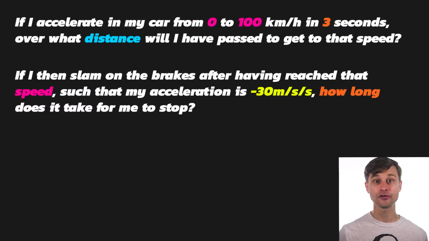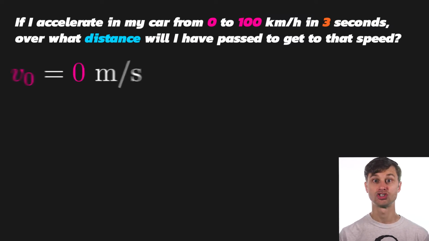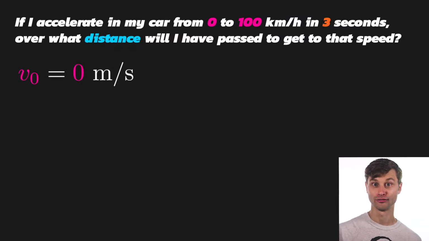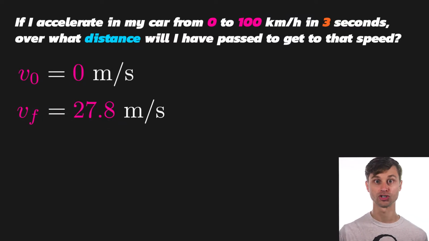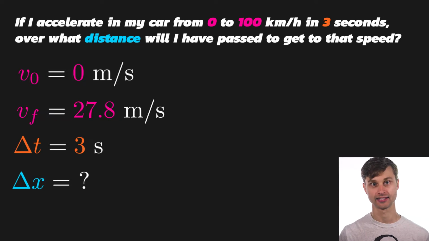So now let's gather our givens, what we know, and figure out what we want to find. In this problem, we know our initial velocity. That's just 0 meters per second because we start at rest. Our final velocity will be 100 kilometers per hour, or 27.8 meters per second. Our time in this problem will be 3 seconds. And our displacement, well, that's actually what we want to find. We don't know what it is yet. We don't know also what our acceleration is, but maybe we don't need that for this problem.